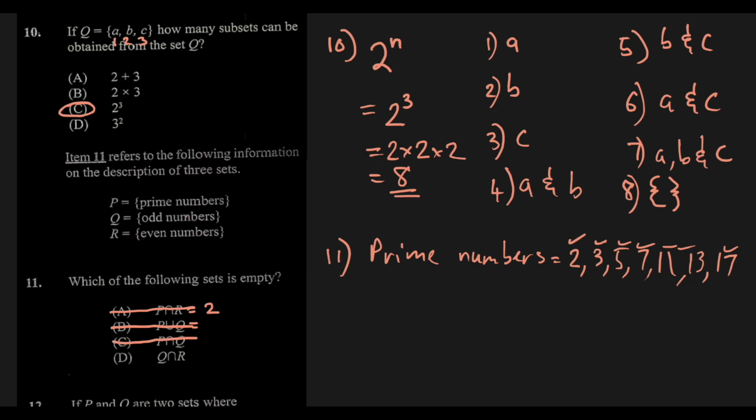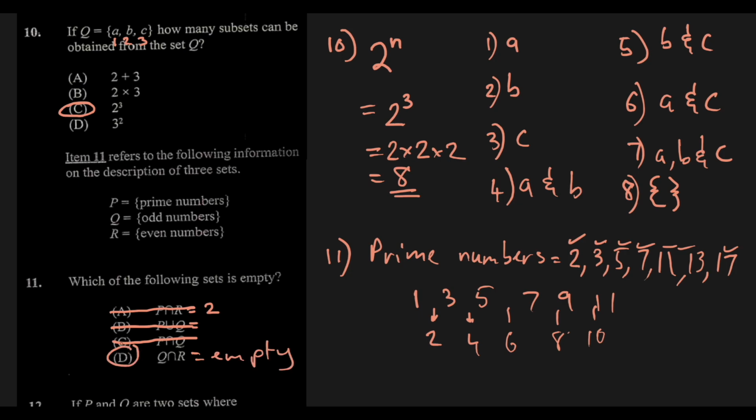Now the last one, it says odd numbers and even numbers. So some of the odd numbers we have would be 1, 3, 5, 7, 9, 11, and so forth. And the even numbers would be the ones that are in between. So 2, 4, 6, 8, 10, and so forth. Now the problem is that obviously these would never intersect. Odd numbers are not even numbers. They are two separate situations. They are what we call mutually exclusive. Therefore, this set would be empty. So we know that our answer for this is this.